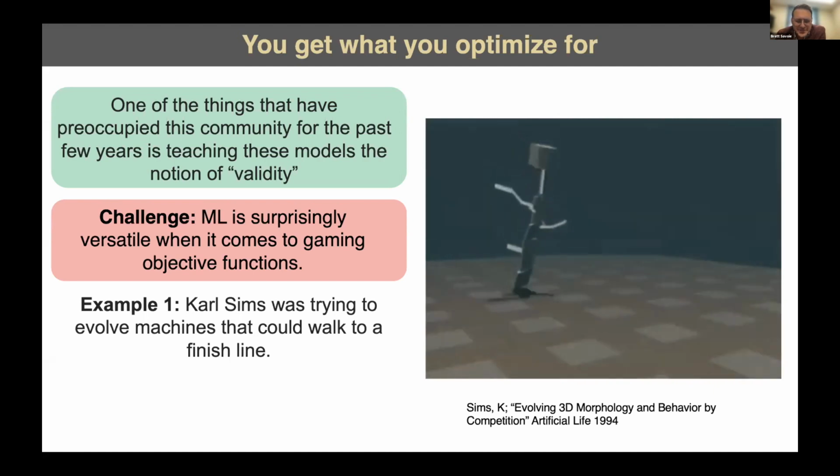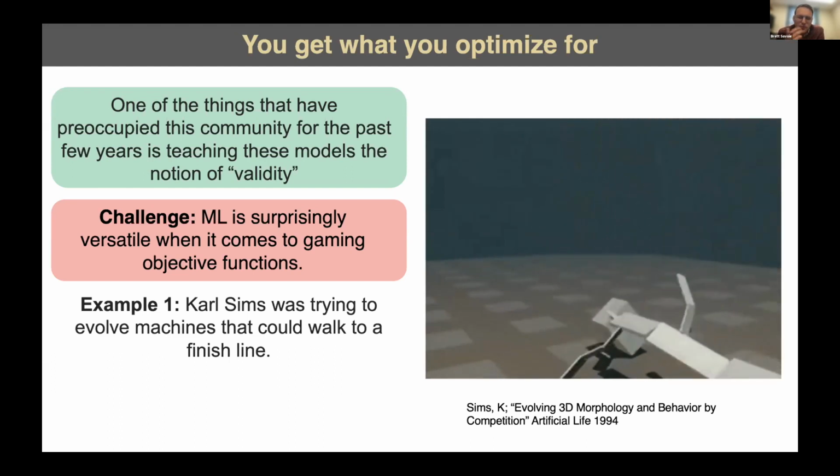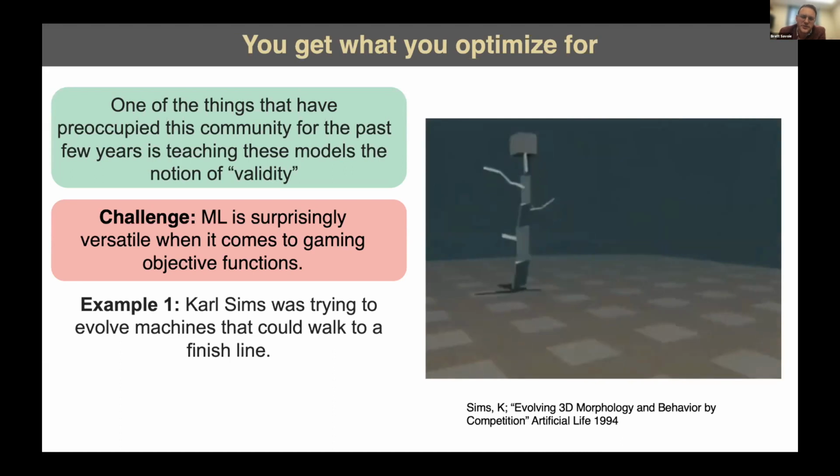So sometimes the machine learning algorithm can be very good at meeting your objective function, but your objective function doesn't encode what you really want it to learn, right?